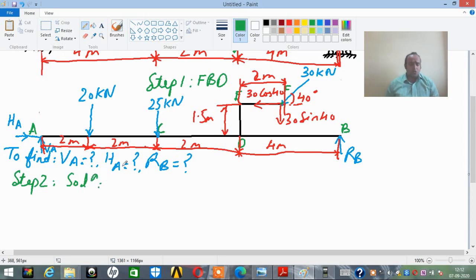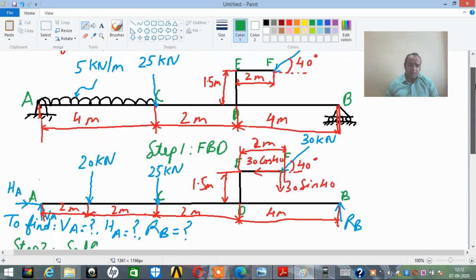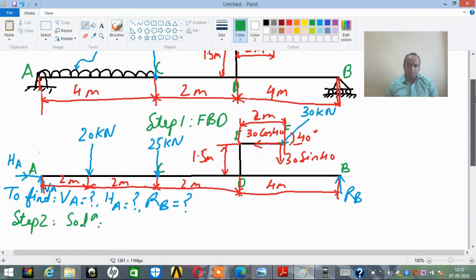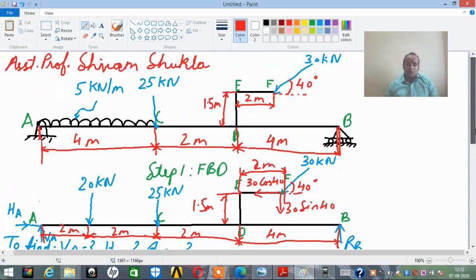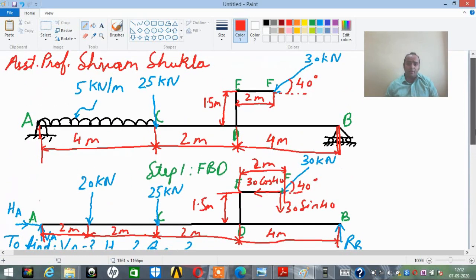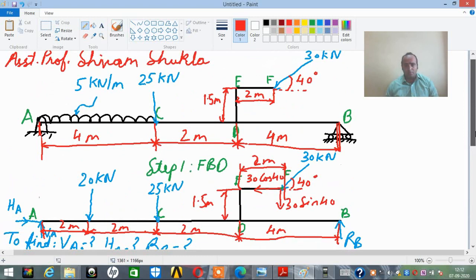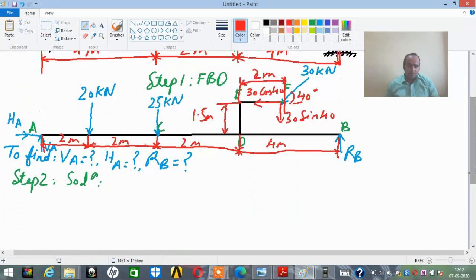Since there are 3 unknowns, there will be 3 equations that we will use to solve the problem. Now we will apply the conditions of equilibrium. Since this particular problem forms a general force system, there will be 3 conditions of equilibrium applicable to solve this problem. So how do we do that now?